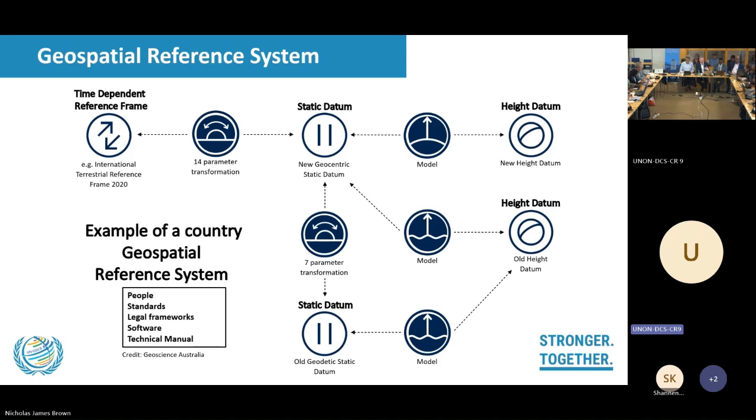So having your reference system in your country aligned with the most modern version of ITRF has these efficiencies and advantages. So even if you are one of those countries who put up your hand, there may be an opportunity to think about how you could modernize it and even make it more current.